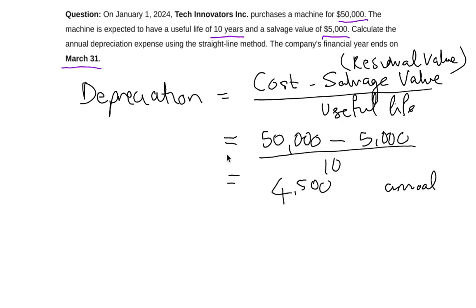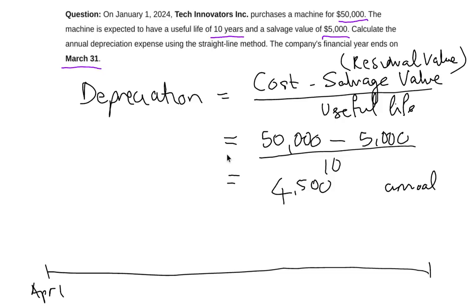All right. However, we said that our financial year ends in March, so this is our line for our financial period. It's from April the 1st until March the 31st. So every financial year has 12 months in it. So we have April to March. However, we only got this machine in January.